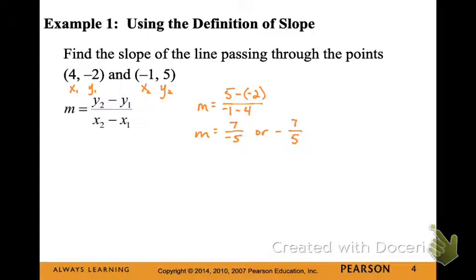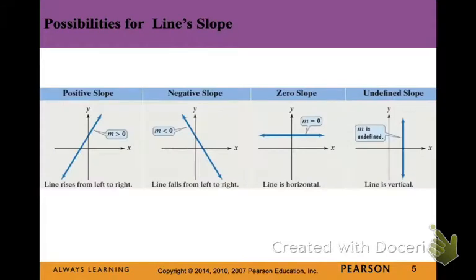That means if that were a description of the slope of a line, from one point to the next, it would go down 7 and over to the right 5. Here are different possibilities for line slope. Let's look at these graphics left to right.